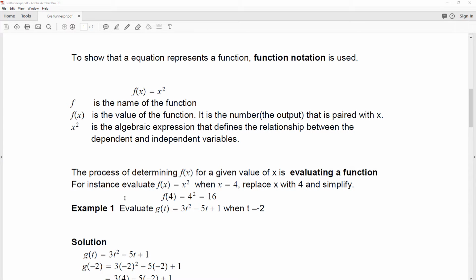The process of determining f of x for a given value of x is called evaluating a function. For instance, evaluating f of x is equal to x squared when x is equal to 4, we replace x with 4 and simplify. So the function when the value is 4 is going to be 4 squared, which is going to be 16. So let's look at an example here.